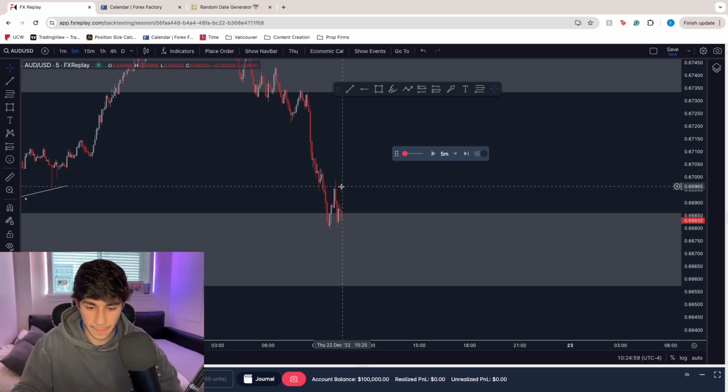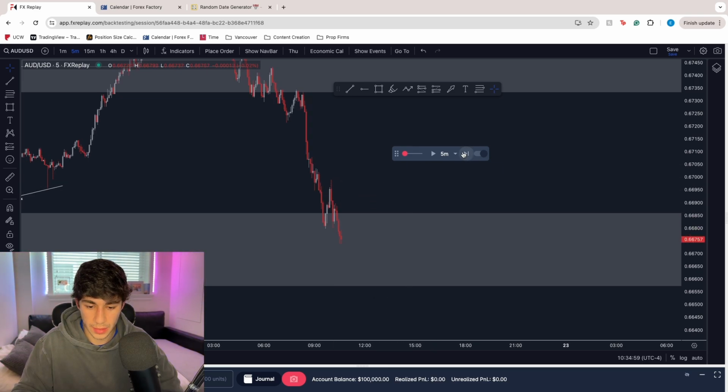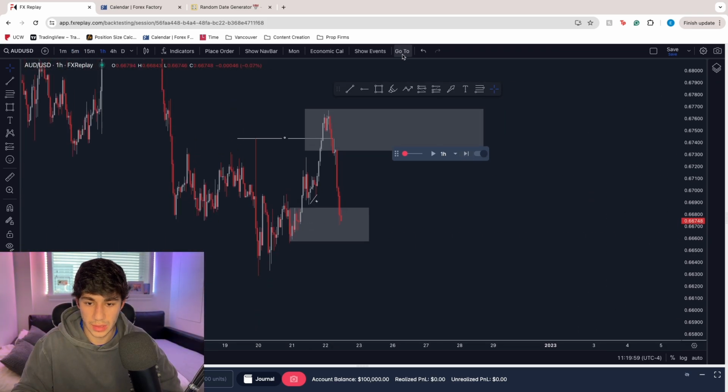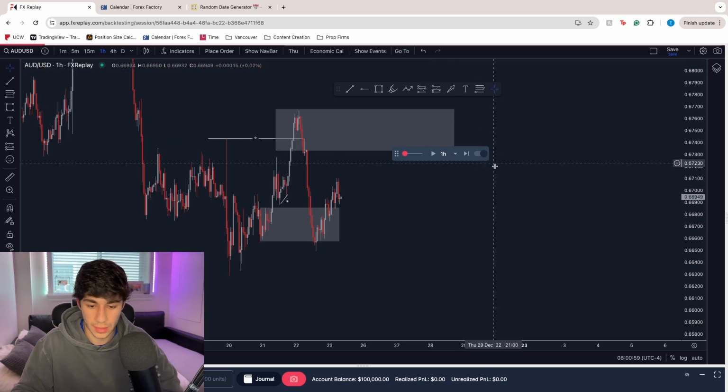Let's now wait to see if there's maybe a break of structure. Let's see, 10:20. So 11, so no trades for me for this session. Now let's move to the next session.